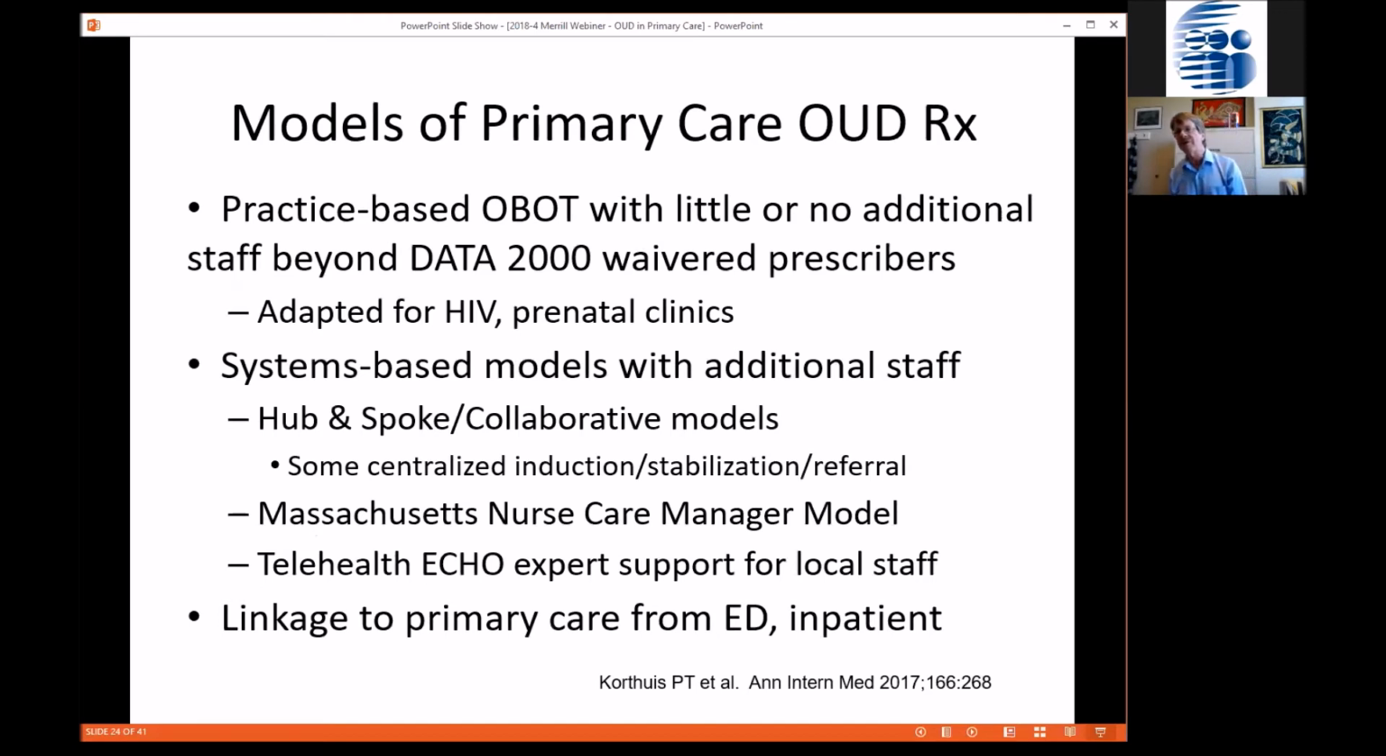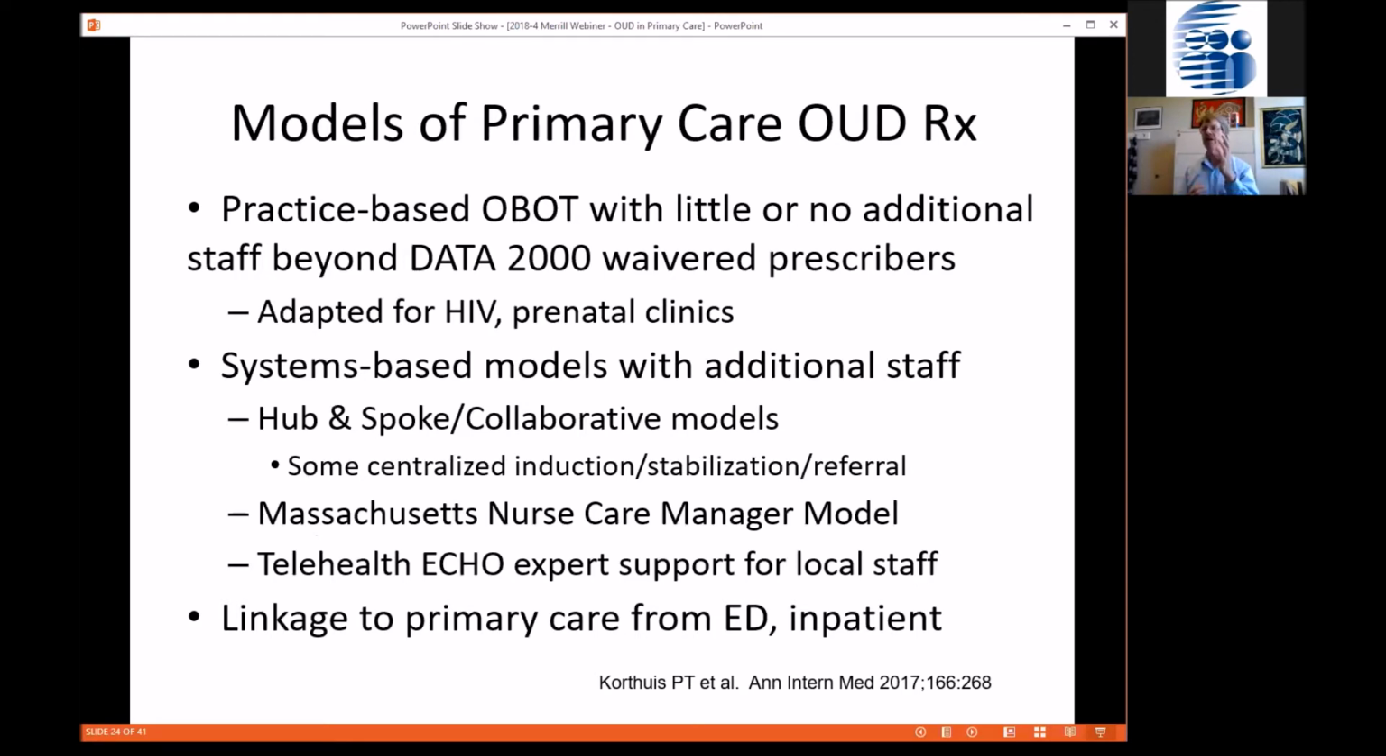So there are a number of models of trying to do primary care opioid use disorder treatment. The reference at the bottom is an Annals of Internal Medicine article that summarizes these models. There's something they call practice-based OBOT, or office-based opioid treatment, where they're really not providing a lot of additional staff. Maybe somebody's helping a little bit, but mostly it's just the doc on their own. I've done this myself in a primary care setting. You can do it. It's hard to treat a lot of patients, but you can do it.